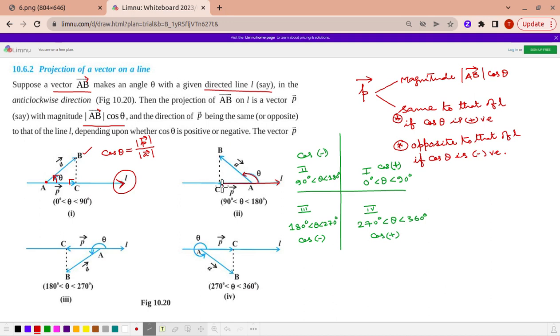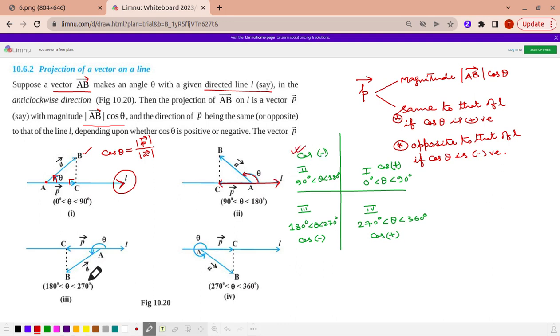Now this is the vector P actually, and the direction, if you see, is exactly opposite to the direction of L, correct? And how is it possible? There are two ways you can see it. Geometrically, the direction of P is exactly opposite to the direction of L, and also algebraically, because when theta is obtuse, that means from 90 degree to 180 degree, the value of cos is negative because it is in the second quadrant.